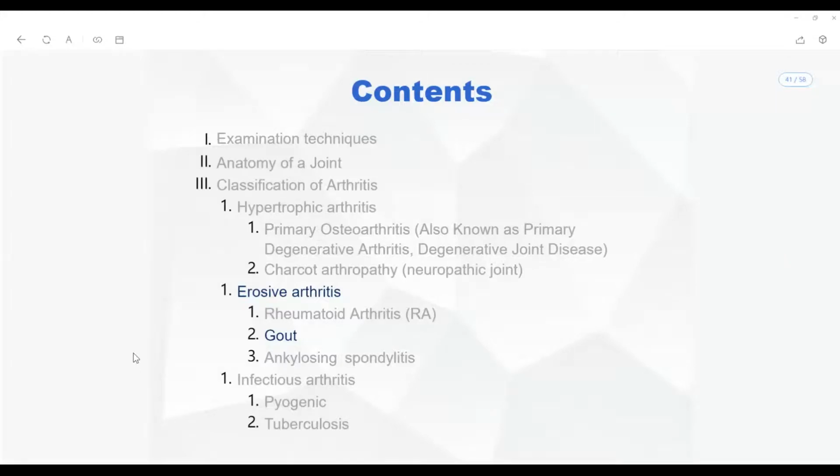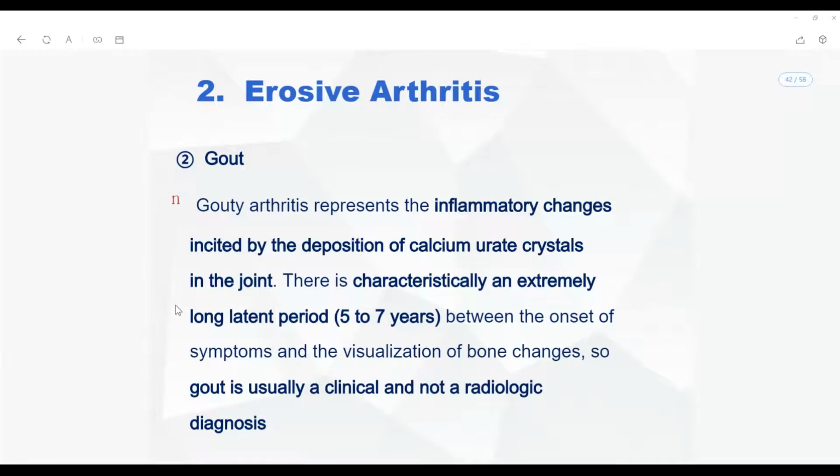So now we are going to look at another particular condition, which is fairly easy to understand. The radiographic features are quite simple. We are going to look at a disease that is called gouty arthritis. Have you ever heard of this term called gout?